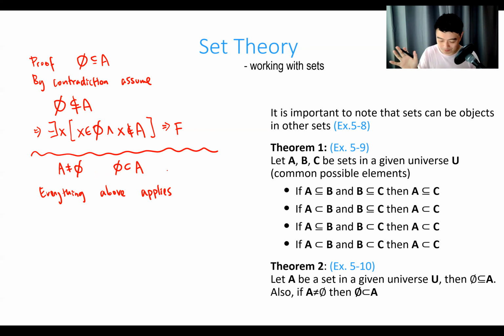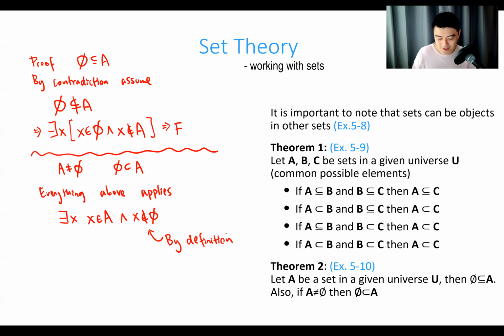But in addition, I want to add this. If A is not the empty set, then that means there is an element in A. We've assumed that A is not the empty set, so there must be at least one element in A. Now, this same element, whatever it is, cannot be in the empty set. By definition, this thing cannot be in the empty set.